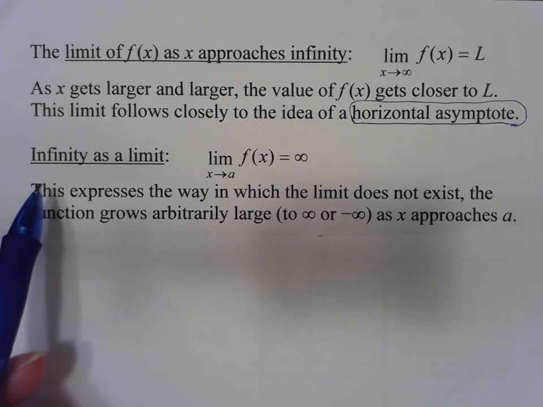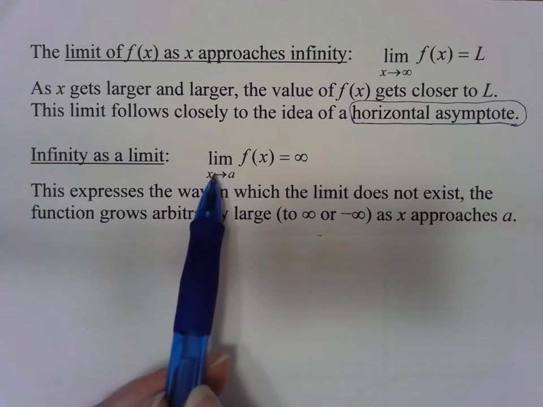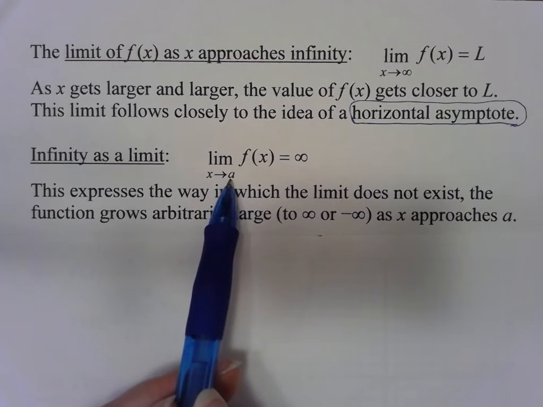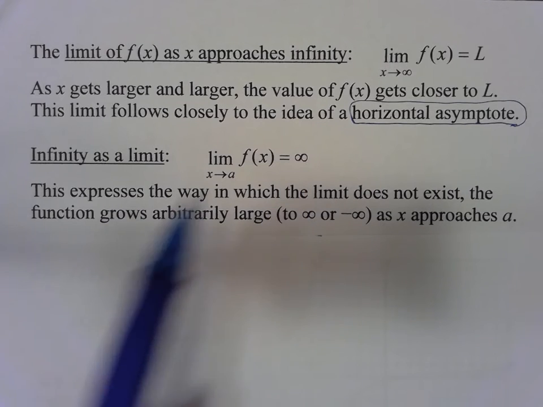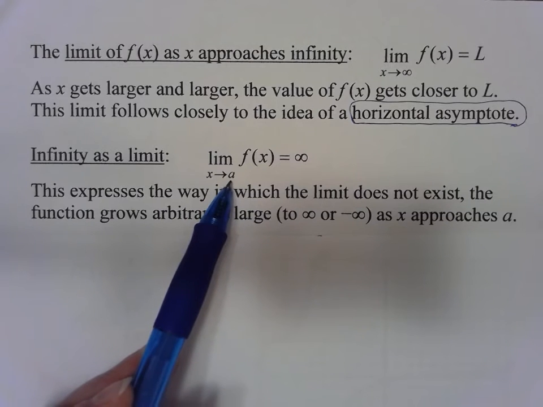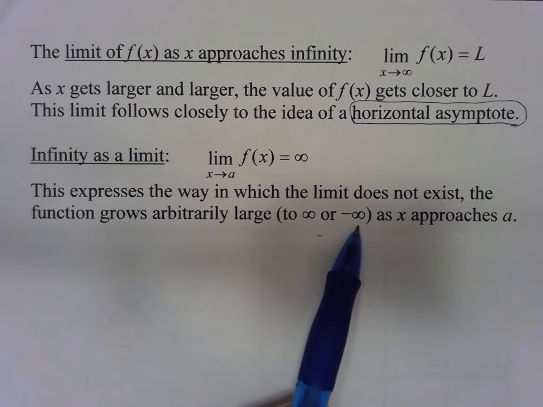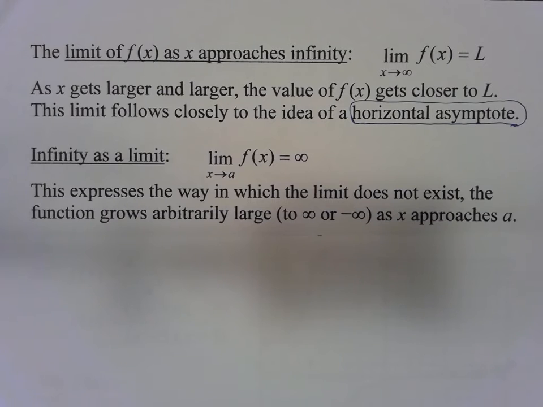Okay, kind of separate from that, but a similar idea where the role of x and y are swapped, we could get infinity as the value of a limit. So maybe the limit as x approaches a is infinity. I'll just read what I have here. This expresses the way in which the limit does not exist. The function grows arbitrarily large. So as I get closer to this value, the y value just grows really fast, uncontrollably, and goes to infinity, or maybe it goes down to negative infinity as we get close to that x value.